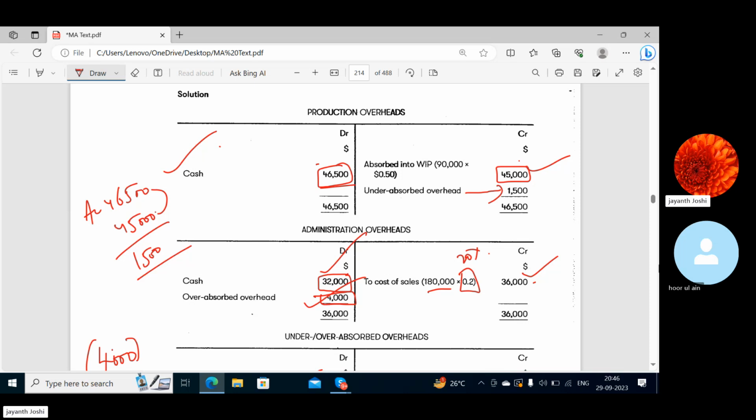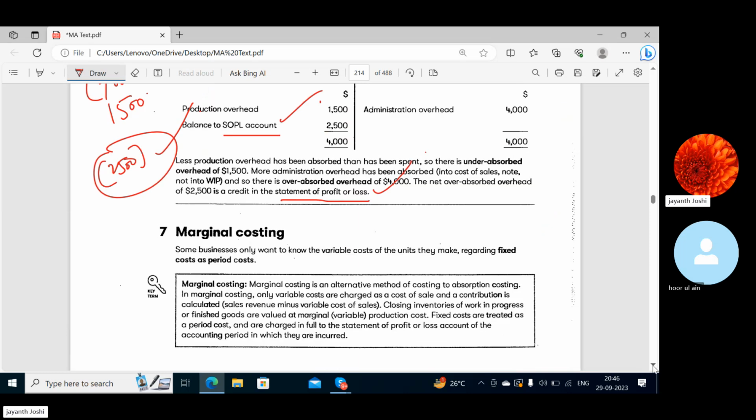So what happens? One more point I would like to write here. The amount of under absorbed overhead. That means you have charged less, right?